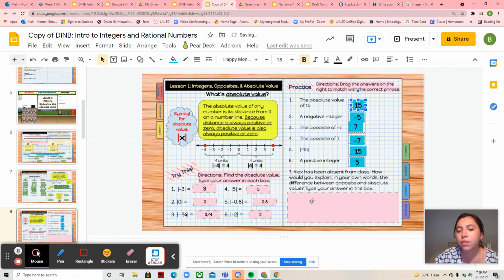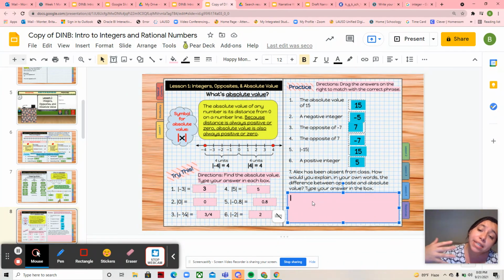Okay. So number 7 says, Alex has been absent from class. How would you explain in your own words the difference between opposite and absolute value? Okay. So let's go ahead and think about it. If someone has been absent, that means they're not there. Okay. Let's say they were absent for 5 days. Okay. So Alex has been absent for 5 days. So you're kind of giving me an example.